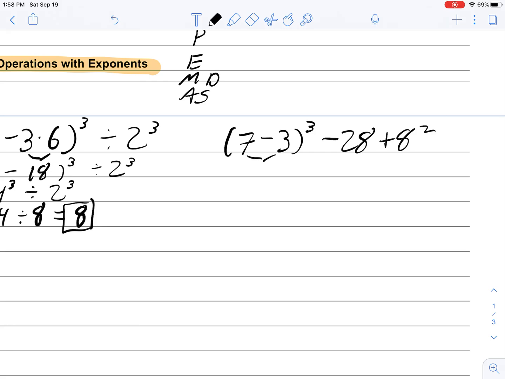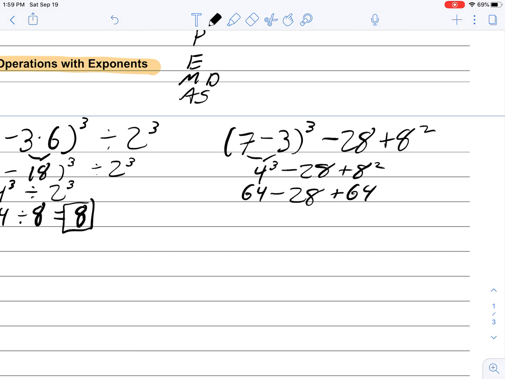So to solve this problem, we start with parentheses. Parentheses, I have 7 minus 3. That is 4, and it's to the third power. Writing out the rest of my problem, minus 28 plus 8 squared. 4 to the third power, if we do that on our calculator, that gives us the number 64. We're doing exponents next in our order of operations. I have minus 28 plus, I can do the 8 to the second power as well. That's also an exponent. 8 to the second power, that gives me 64.